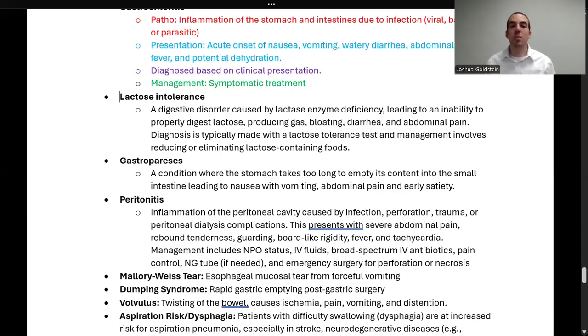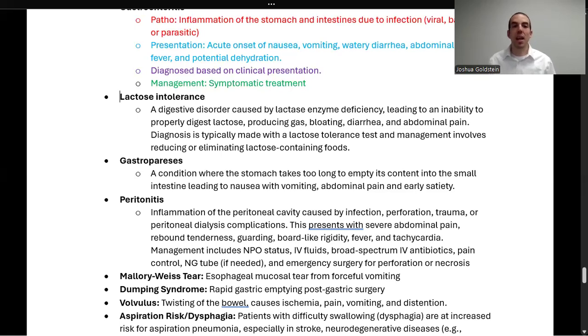These patients do need to be NPO. They are going to be given IV fluid. They may be given antibiotics if it's infectious. They're definitely going to get some pain control medication. They may get an NG tube if we want to keep the stomach empty, if there's something in there, and they may need surgery depending on any complications that develop.